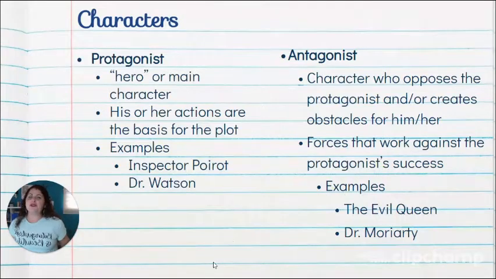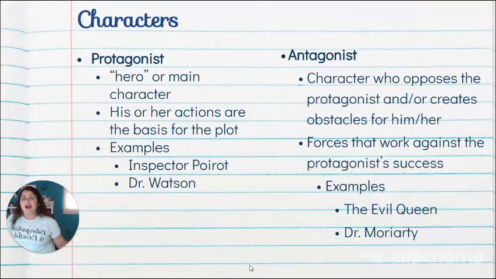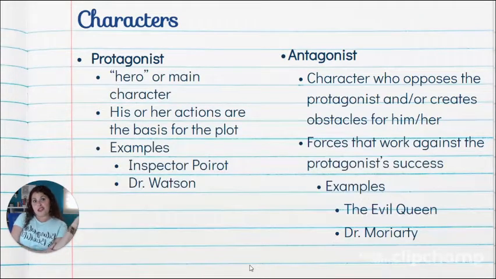Next, we move on to characters, which a lot of people already know. We have our protagonist, which is the main character, basically the hero of our story. I use quotation marks because we can have an anti-hero, like Batman. And the antagonist, which is the character who opposes my protagonist and creates obstacles for the protagonist. Usually, if you're going to go with simple stories like a fairy tale, my protagonist would be, for example, Cinderella, and my antagonist would be her stepmother.